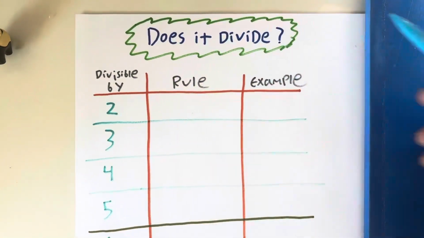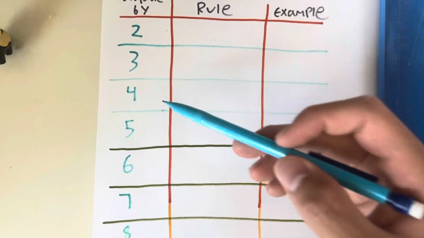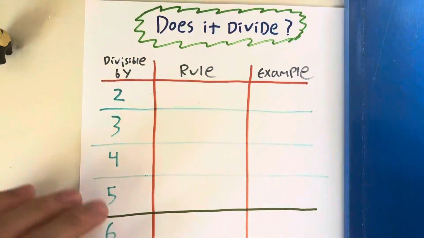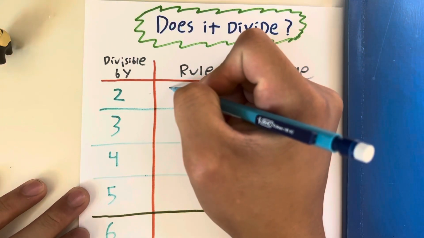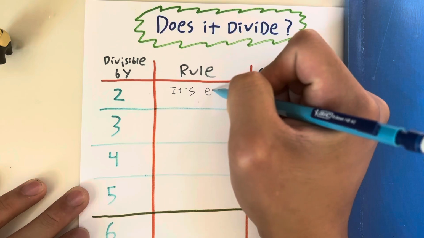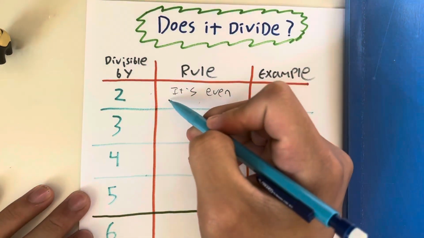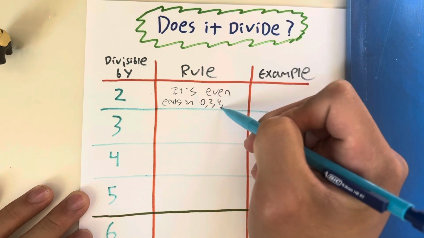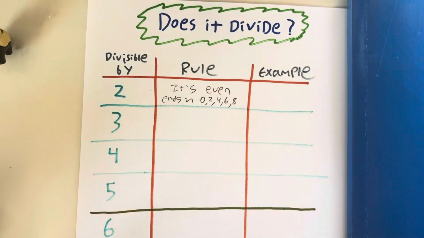Basically, we're going to learn all the divisibility rules, so 2, 3, 4, 5, 6, 7, 8, and 9, and see if it divides. It's super simple for 2 because the rule is that it's even. So if it's an even number, meaning that it ends in either a 0, 2, 4, 6, or 8, that makes it even. For example, let's give a random number.